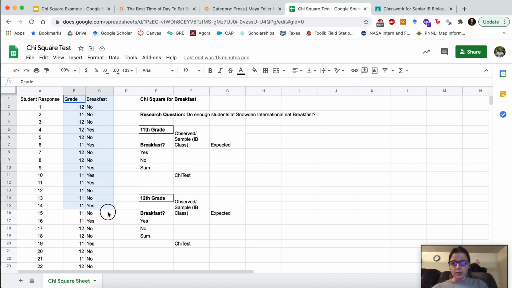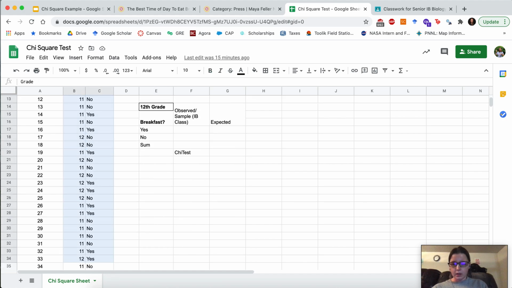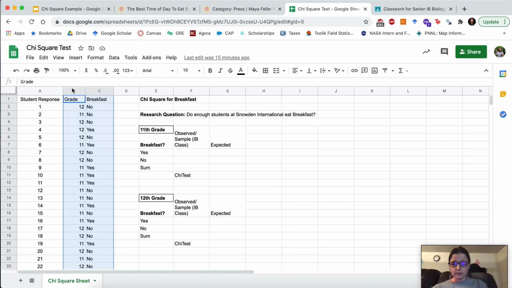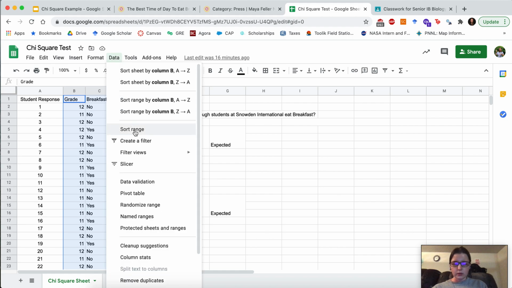So you can order this data according to the grade level by using the data sort function. You would highlight columns B and column C, and then you would go to data, sort range.